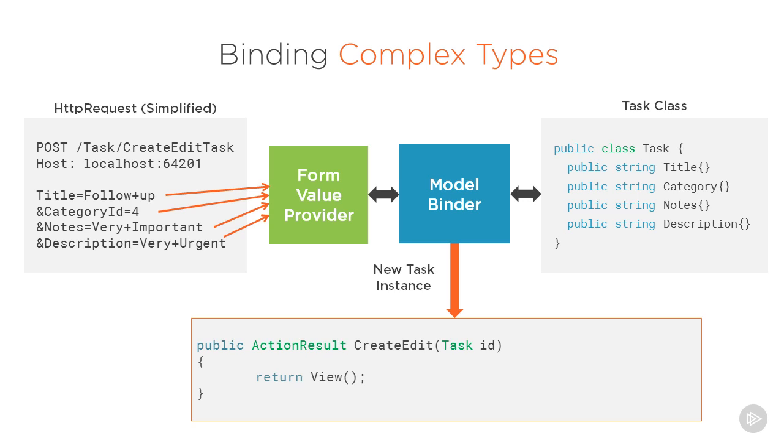This implies that the naming of your HTML fields is very important, and this is where Razor HTML helpers can be very useful. They will make sure the names of your HTML form fields match the C# property names that they're supposed to bind to.